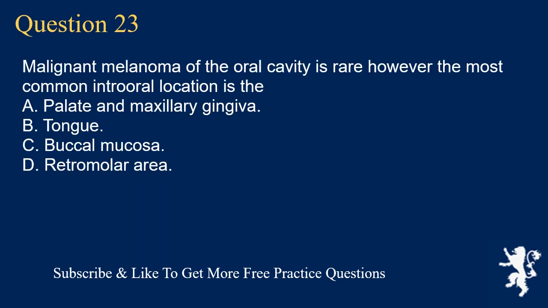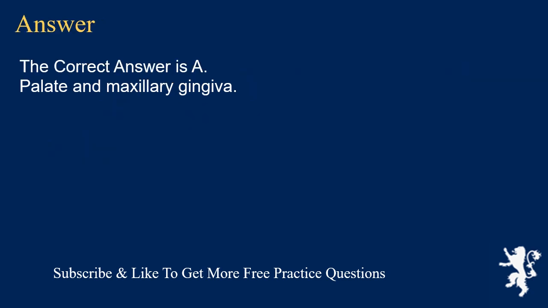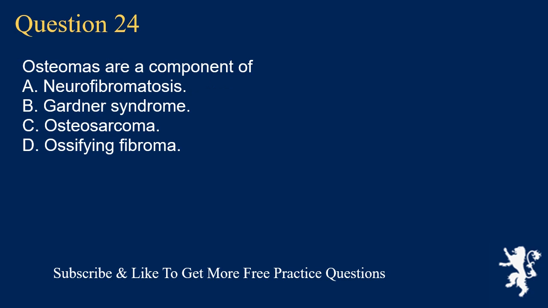Rhabdomyosarcoma. Question 23. Malignant melanoma of the oral cavity is rare, however the most common intraoral location is the A. palate and maxillary gingiva. B. tongue. C. buccal mucosa. D. retromolar area. The correct answer is A. palate and maxillary gingiva.